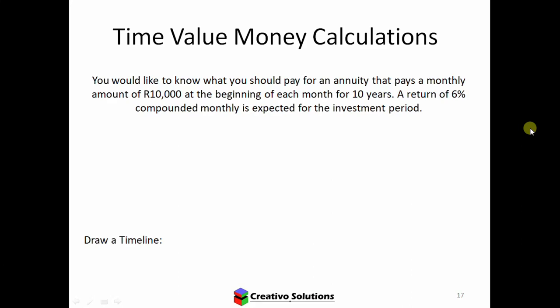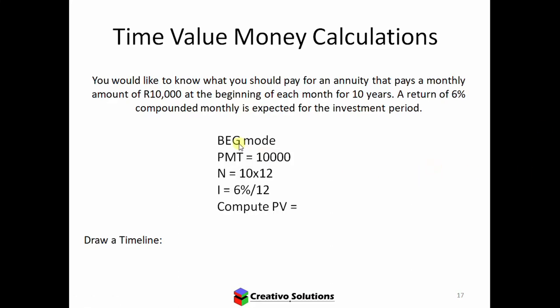Here we're looking at practical time value of money calculations. The goal here is you want an annuity that's going to pay a monthly amount of 10,000 at the beginning of each month for 10 years. And obviously you know what the interest rate is going to be. So you want to know how much you should pay for this annuity. So we're looking for the present value. If we're looking at the workings, again, begin mode, because this is the beginning of each month.